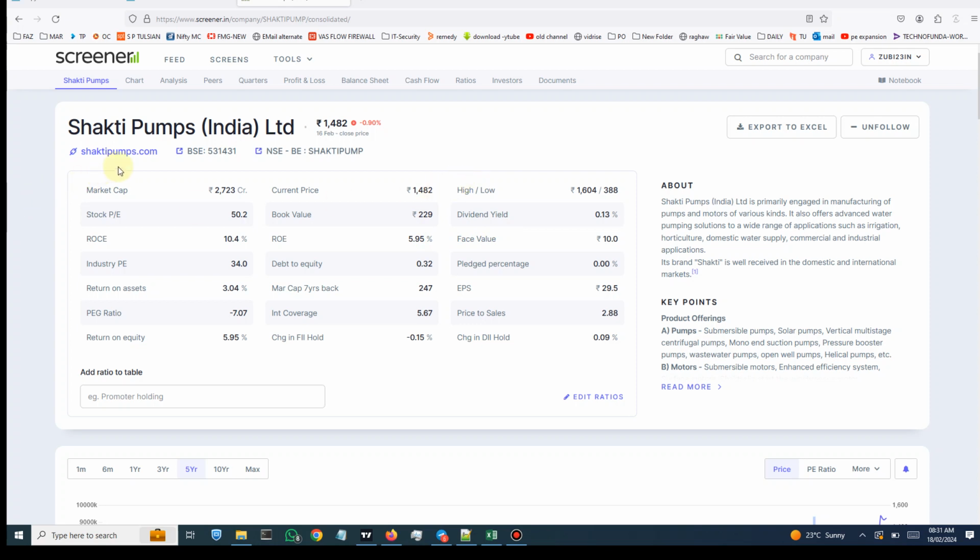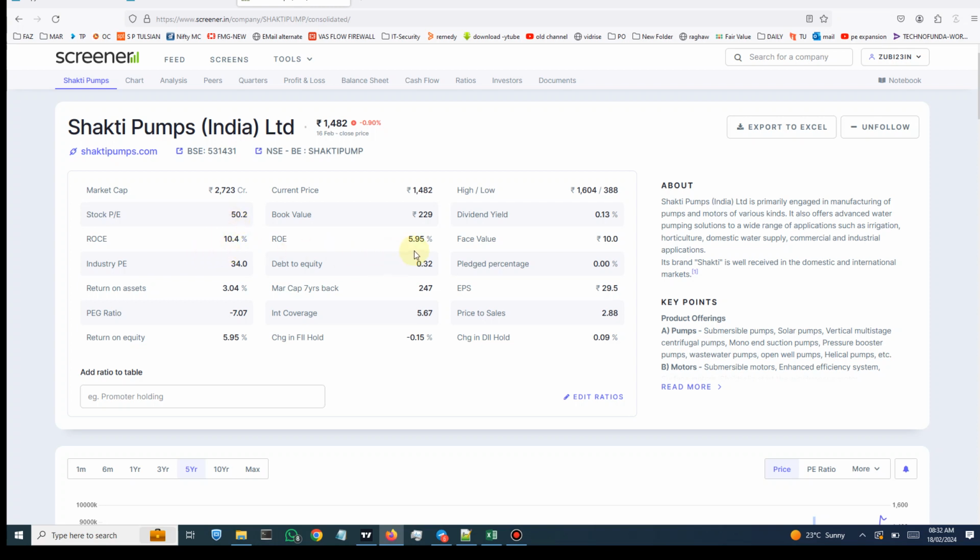So Shakti Pumps, if you can see, the market cap of the company is around 2,723 crores, right? And the P of the stock is at 50 only. So at one time, the P of the stock was at around say 100 plus. So now the P has dramatically fallen. So that has given us a very attractive valuations as far as the stock is concerned.